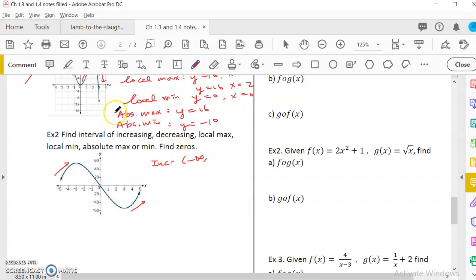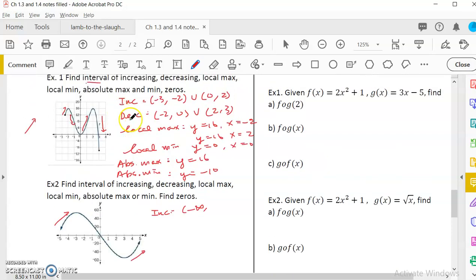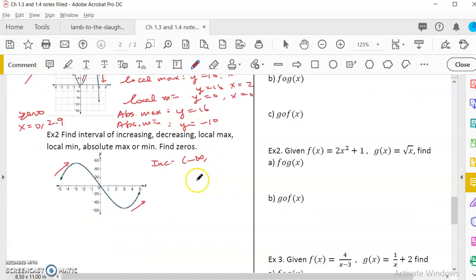Oh, did we talk about 0 in the last example? Oh no, when is it equal to 0? I forgot. 0 is at x equal to 0, right? And also this is about 2.9, not 3. So there were 2 zeros. Okay, so just continue with this.